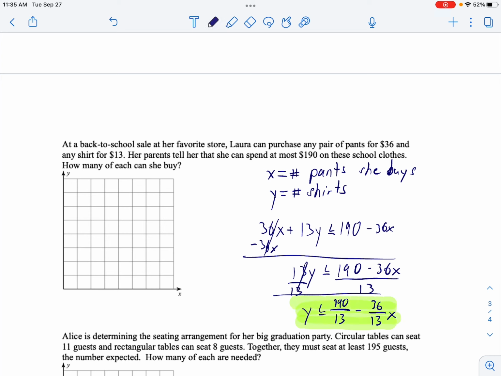So I'm going to graph this just as if it were the line y equals 190 over 13 minus 36 over 13x, okay? And we're going to use a solid line because it's a less than or equal to. So let's do that. 190 over 13 is about 14.6, that's going to be the y-intercept. And then our slope is negative 36 over 13, which is about negative 2.75. So let's just do a little sketch. Come down here, okay?